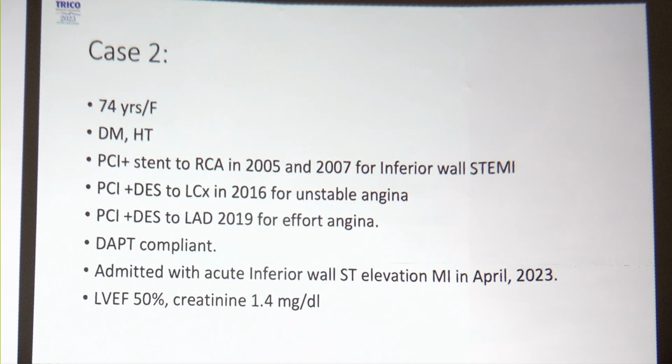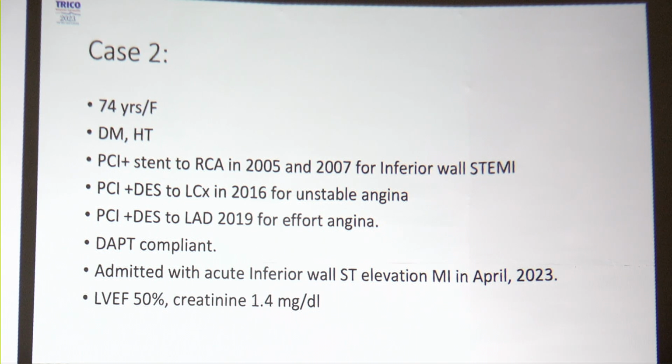Coming to the next, a 74-year-old female, diabetic, hypertensive. She underwent stent to RCA for inferior wall ST elevation MI. It was in 2005, and a repeat intervention was done in 2007. We did not have records of what stents they were and why the repeat intervention was done in RCA, but probably it may have been because of some new lesion formation in RCA.